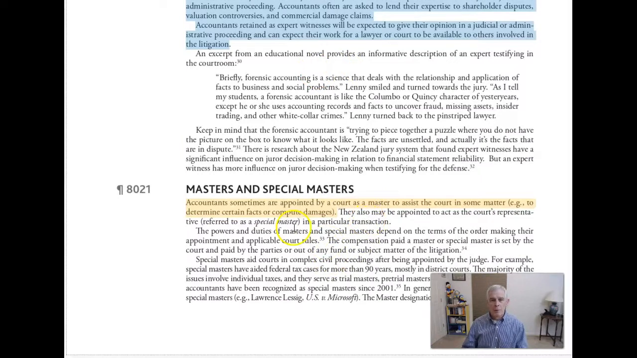I'd like for you to read about the masters and special masters. This is work you can get involved in where a judge needs help to maybe go through a lot of material, and then you report back to the court. You're working for the court, for the judge, not for one party or the other.